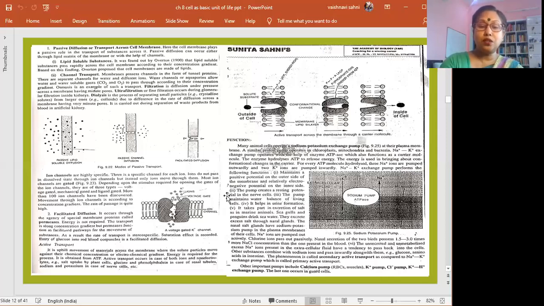They drink seawater, so what happens? They excrete salt through nasal glands. The nasal glands have sodium potassium pumps in the plasma membrane of their cells. Sodium ions are pumped out actively, and chlorine passes out passively. The nasal secretion of these two birds possesses approximately 1.5 to 3 times more NaCl concentration than the one present in the blood.